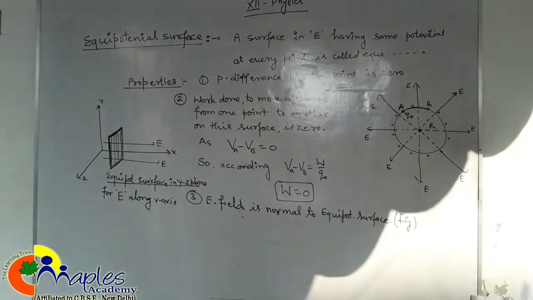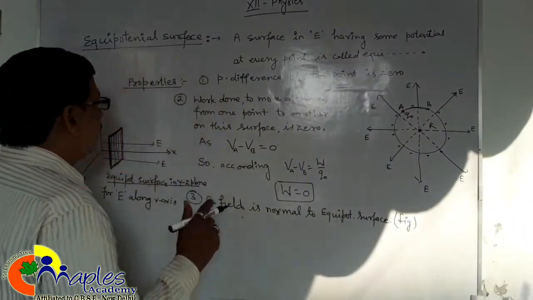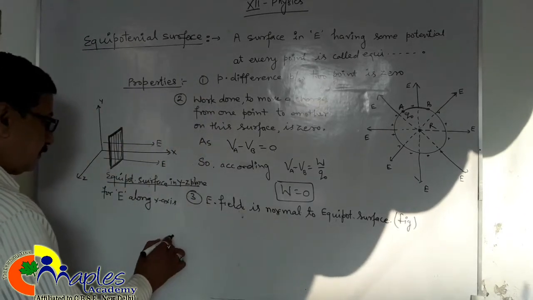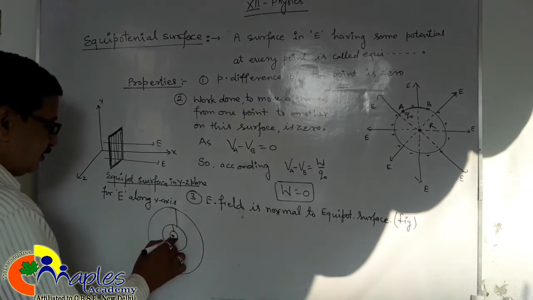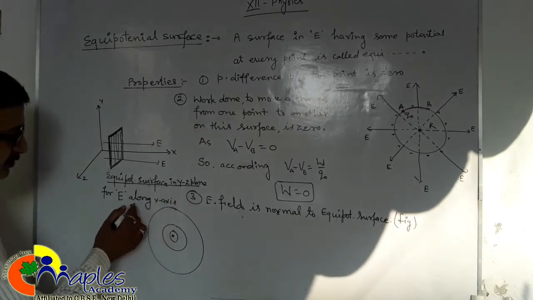Draw equipotential surface for a point charge. For a point charge, how will you draw equipotential surface? Look here. This is equipotential, another. This distance must be increased. These are the equipotential surfaces. This distance continuously must be increased.